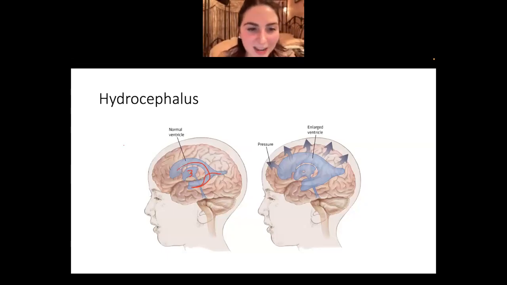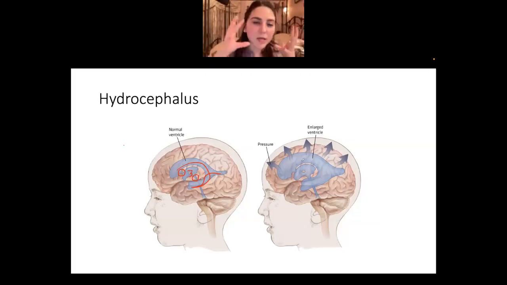Yes, I'll go through that order again, sorry. So the foramen of Monroe, and then we have the cerebral aqueduct, and then it's not shown here, but then we would have the foramina of Luschka and Magendie. And hydrocephalus is anything that's going to cause an increase in any of the ventricles.